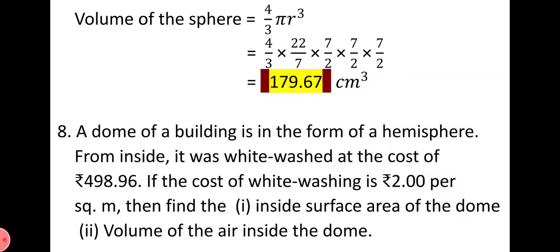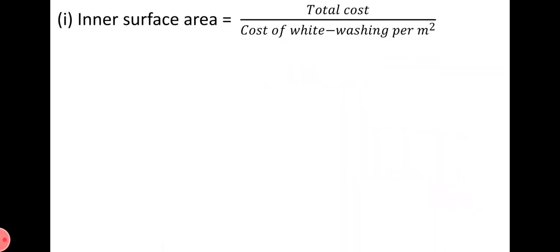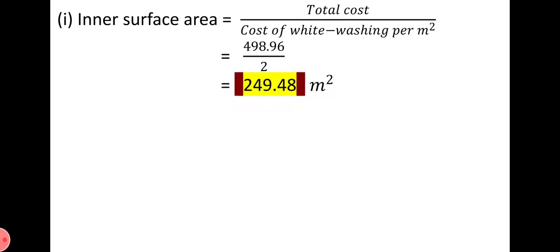So for solution, first, inner surface area is nothing but total cost upon cost of whitewashing per meter square. That is, whatever total cost of whitewashing is given, if we divide by cost of whitewashing per meter square, we will get the inner surface area. That is equal to 498.96 divided by 2, that is equal to 249.48 meter square. This is the inner surface area of the hemispherical dome.